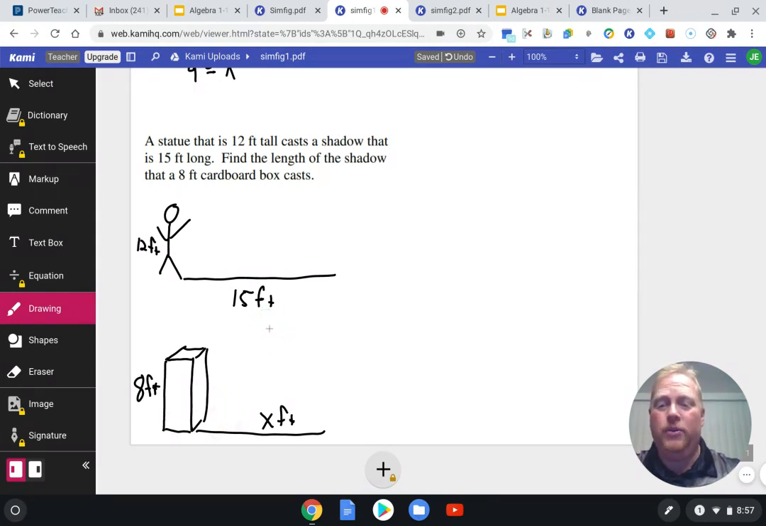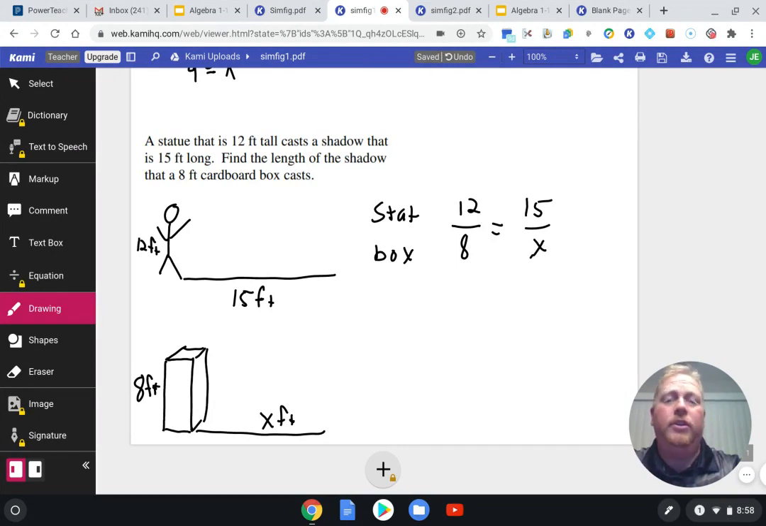Again, lots of different ways we can do this. I'm going to go ahead and compare the actual height of the statue compared to the actual height of the box. So since I'm comparing the statue to the box, I went ahead and labeled that. So the statue is on top, the box is on bottom. So then let's continue that same pattern with the shadows. So I have to put the shadow of the statue on top, and then the shadow of the box on bottom. So there we go.